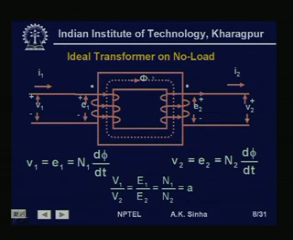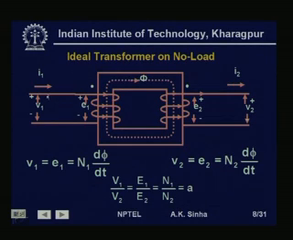Though for our analysis here, we can term this side, side 1, as the primary, where we are injecting a source voltage, and the other side we can call the secondary. This side can be a low voltage side and this side can be a high voltage side. Then we call this transformer a step up transformer. If this side is at a higher voltage than this side, then we call it a step down transformer.